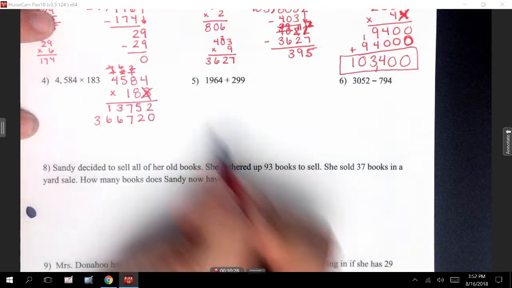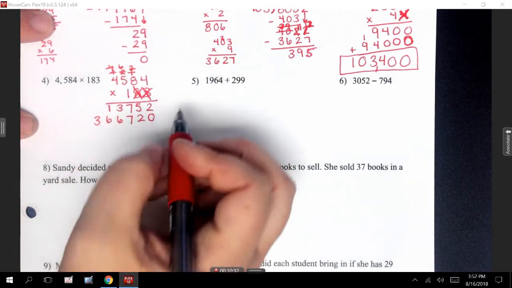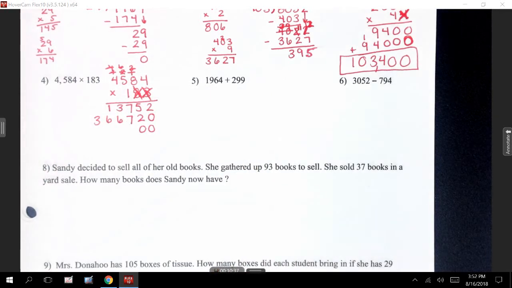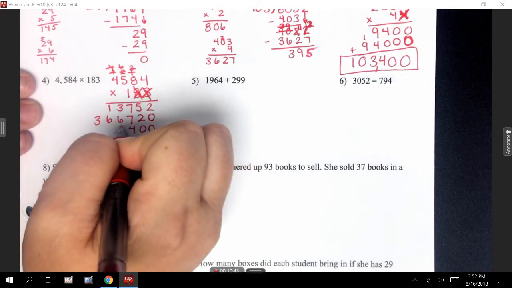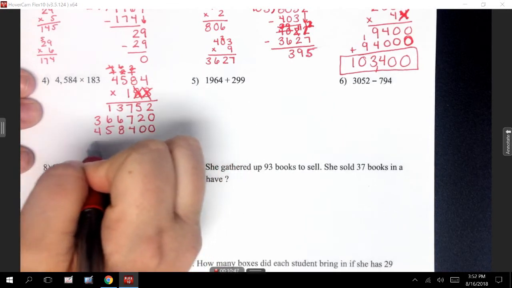All right, so I'm done with those little numbers. I'm done with the 8. Since I have 2 X's, I need 2 O's as placeholders because 1 is in the hundreds place. All right, this one's an easy one to multiply. 1 times 4 is 4. 1 times 8 is 8. 1 times 5 is 5. And 1 times 4 is 4.